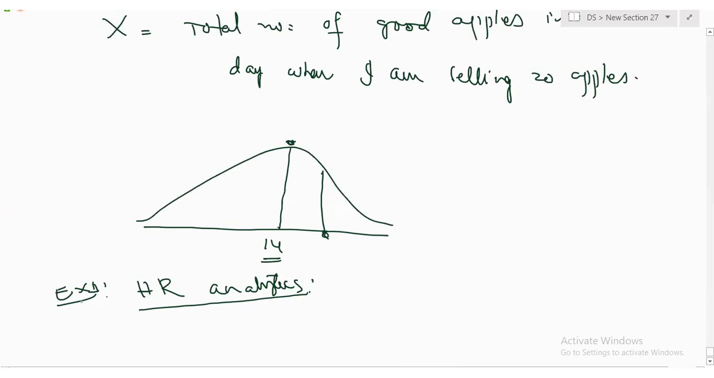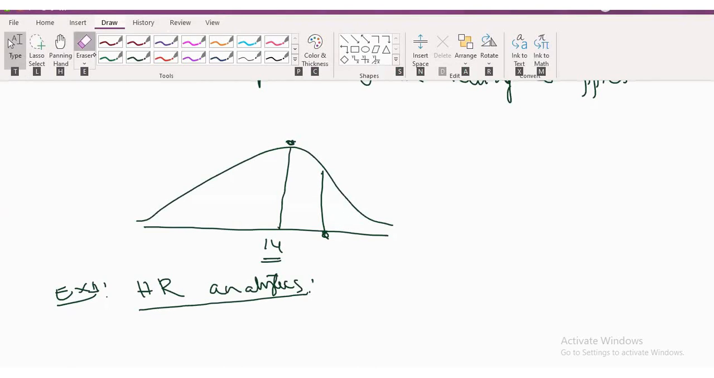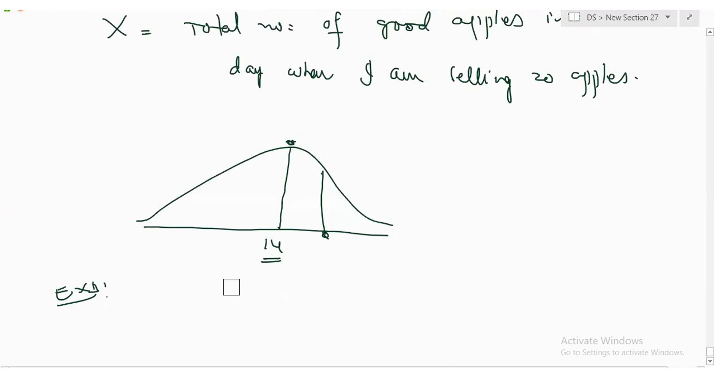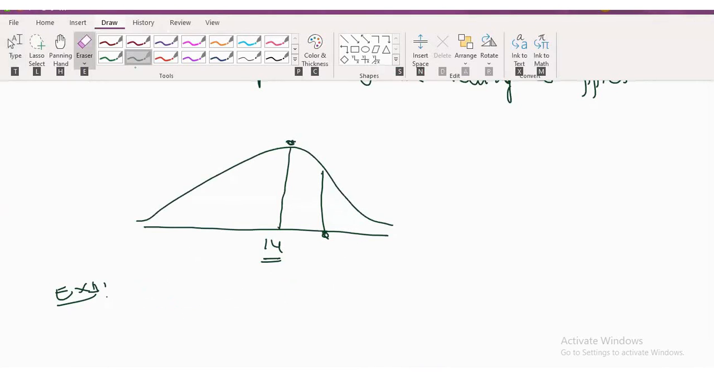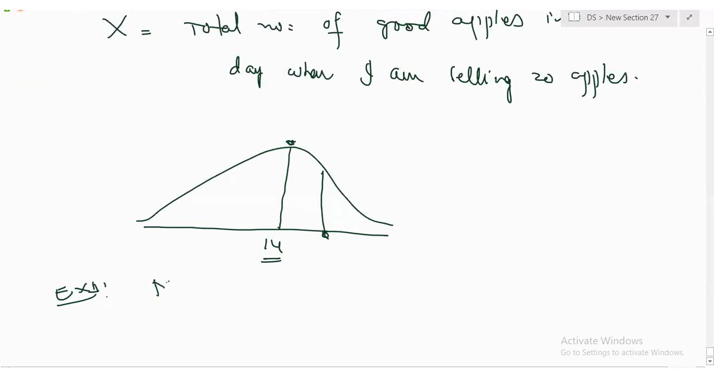You guys know, whenever there are some positions opened, they send the resumes. Let me talk about the simple problem. Manufacturing problem. Some manufacturing problem. I'll solve around 10 problems. Don't worry.